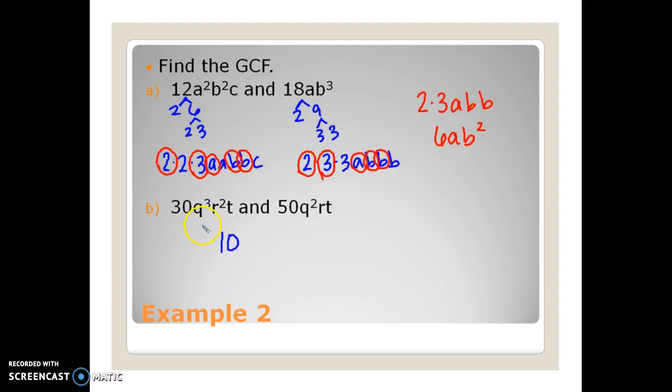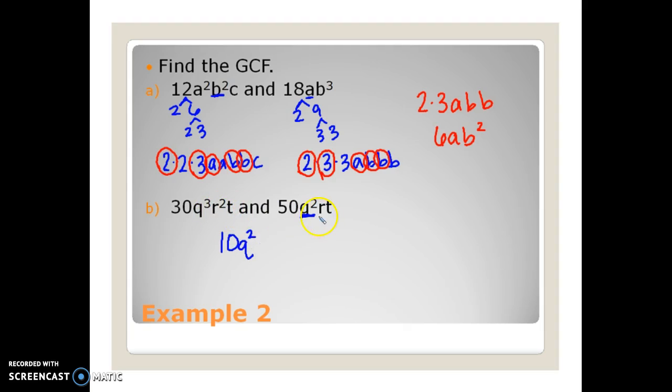And then if you notice, up here we had a squared and a. So that means they both had the 1 a in common. Then it was b squared and b cubed, so they had the 2 b's in common. And then c and no c, so they didn't have any c's in common. It's always going to be the variable with the smallest exponent, because that's going to be the one that goes into both sides. So if we look here, I've got q cubed, so there's a 3, and q squared, so that's the smaller one.